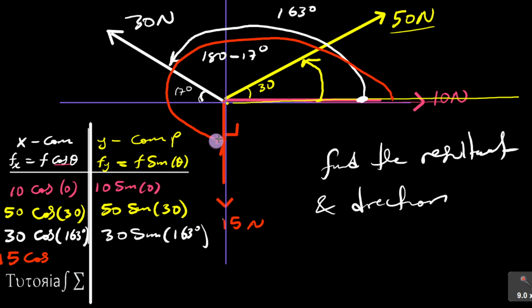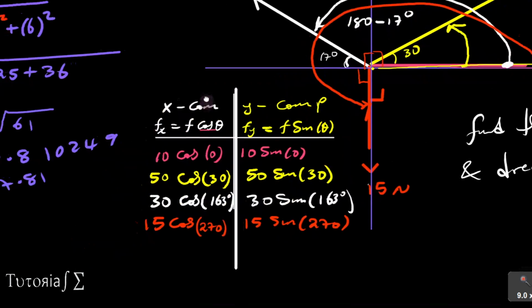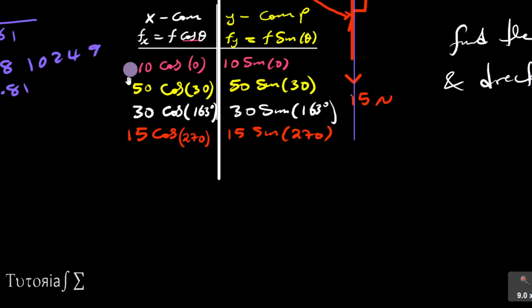So this angle, what is this angle? This is 90 plus 90 plus 90, which is just 270. So this will be cos 270. And here it will be 15 newtons sine 270. Okay, so here we have resolved the forces into x and into y.